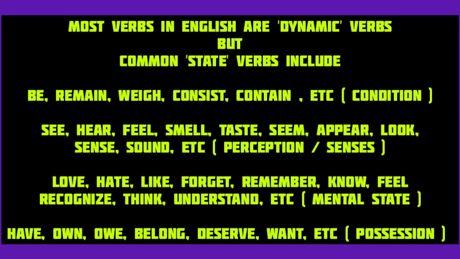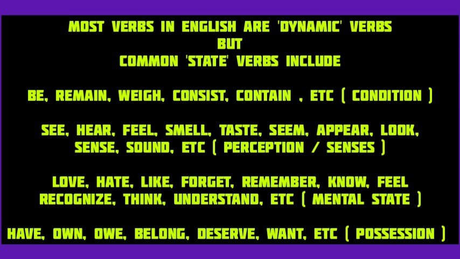Number 1, state verbs of condition or quality. Number 2, state verbs of perception or senses. And then state verbs of mental or emotional state. And finally, state verbs of possession or ownership. Examples of each type are provided on your screen.